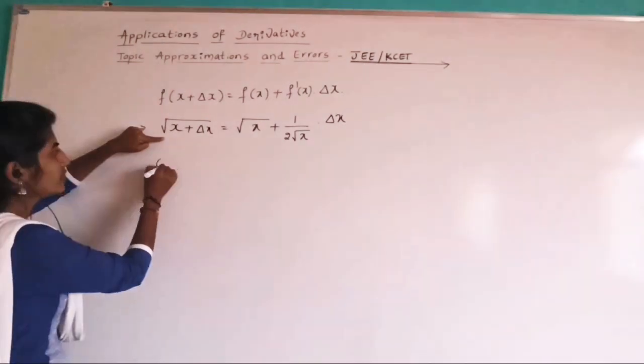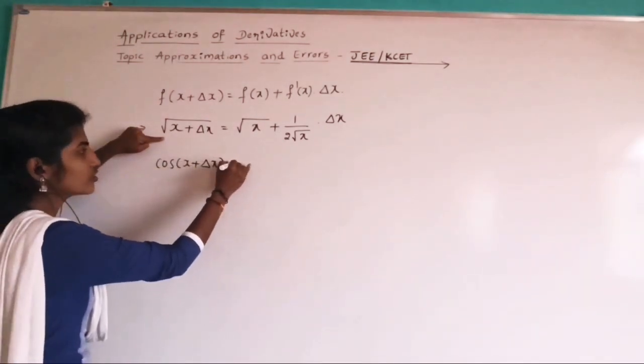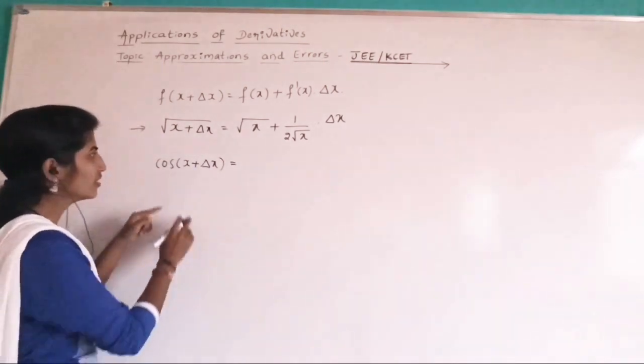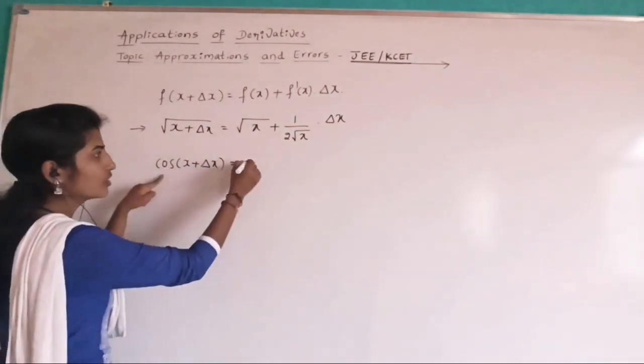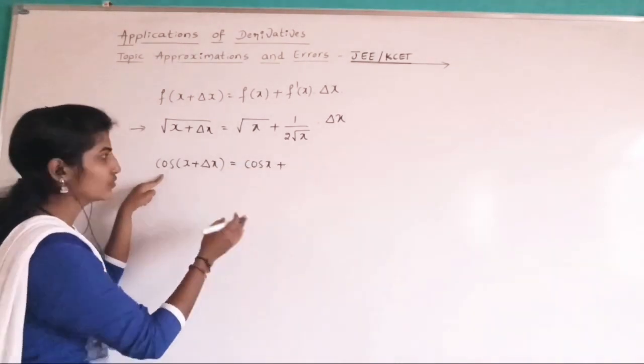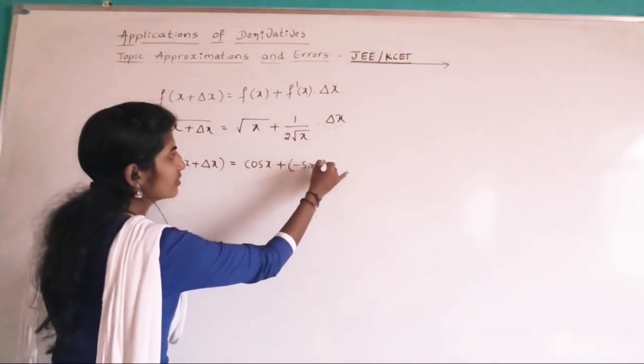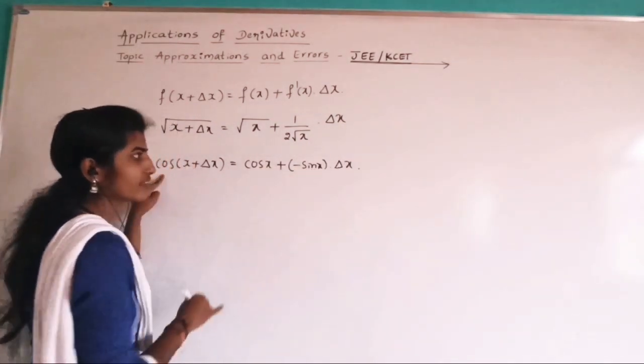If I write cos of (x plus delta x), I can easily write first my function, which is cos x, plus its derivative. The derivative of cos x is minus sin x into delta x.